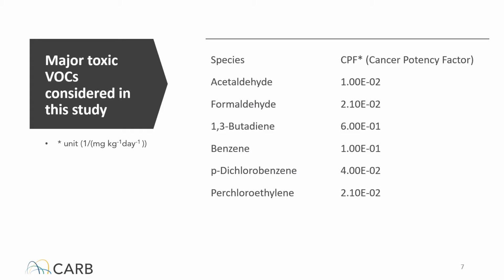The table contains the list of measured toxic VOC species that were considered for risk estimations in the study. These are acetaldehyde, formaldehyde, 1,3-butadiene, benzene, paradichlorobenzene, perchloroethylene or PERC. The 1,3-butadiene has the highest cancer potency factor, followed by benzene. Note that, in addition to cancer potency factor, levels of toxic VOC annual average concentrations and population in a modeling grid cell determine the level of cancer risk from exposure to air toxics.